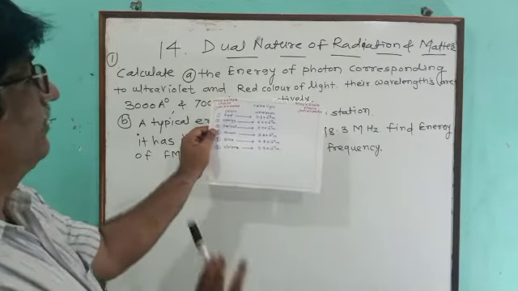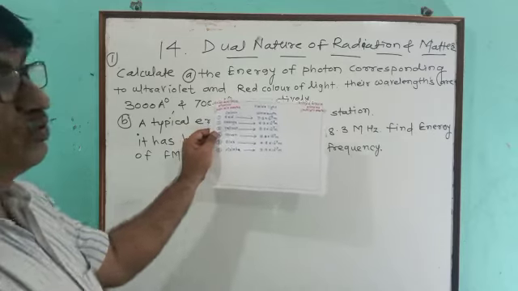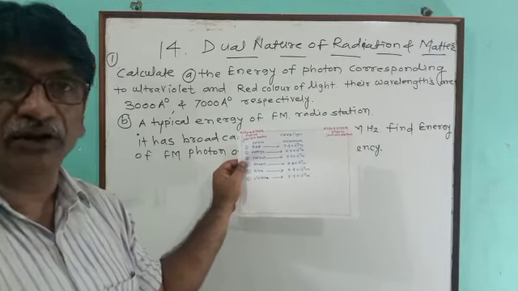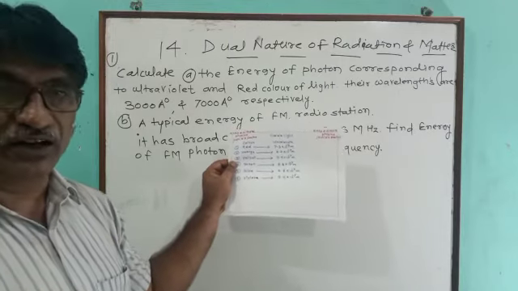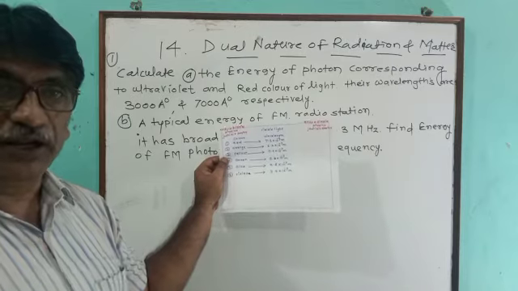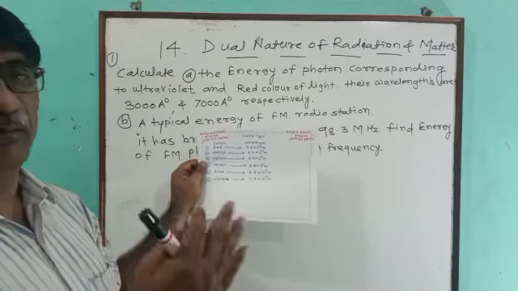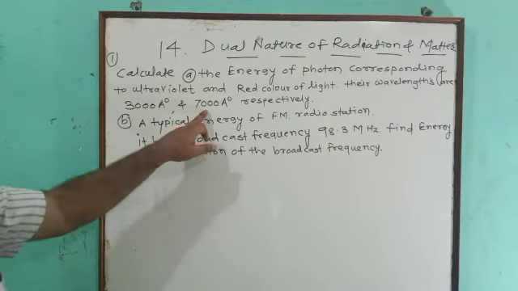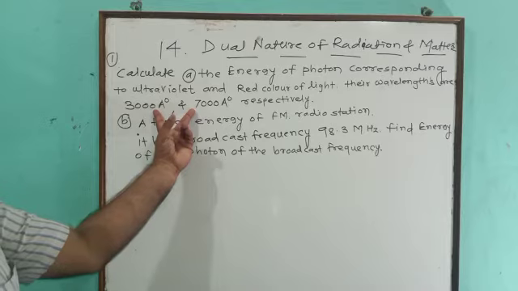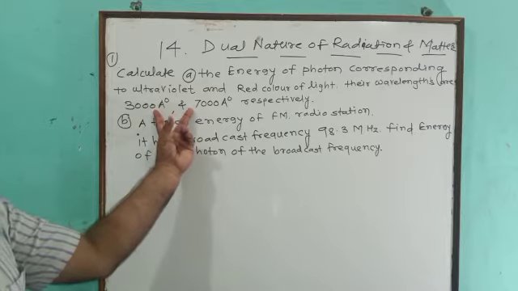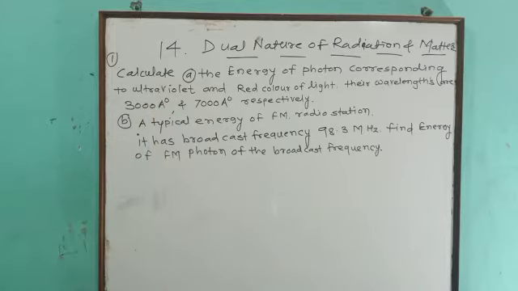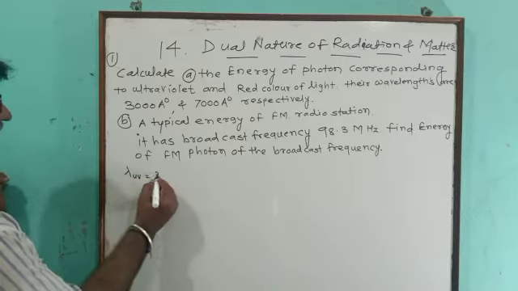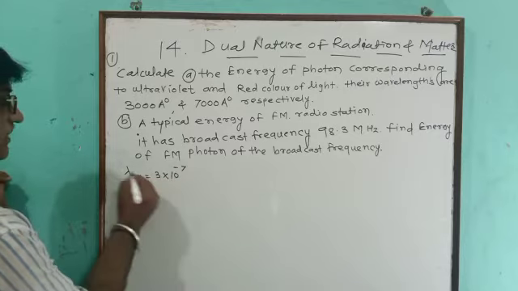We can remember that the color whose wavelength is maximum has minimum energy, and the color whose wavelength is minimum has maximum energy. Here two wavelengths are given, so we can find out their energies. So first of all, the data will be given. Lambda for ultraviolet will be 3 into 10 to the power minus 7.